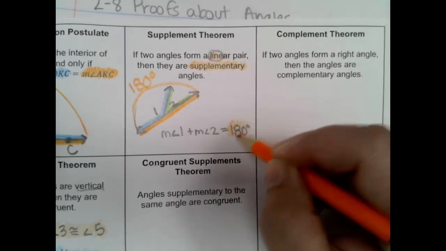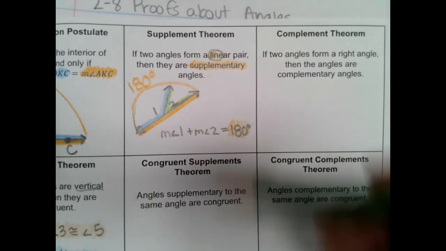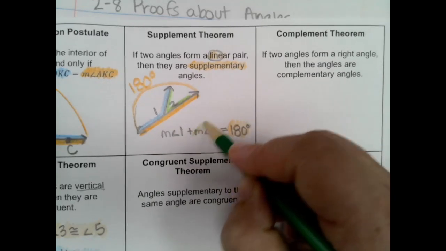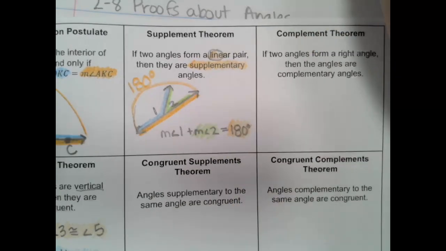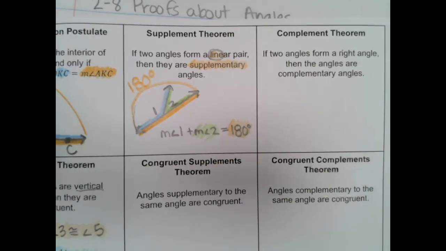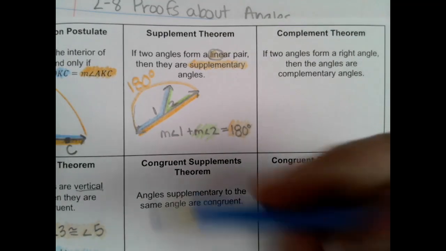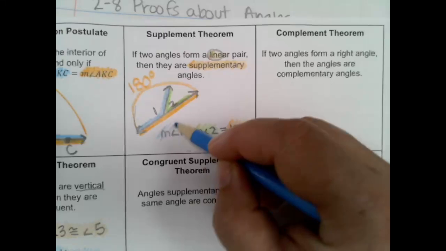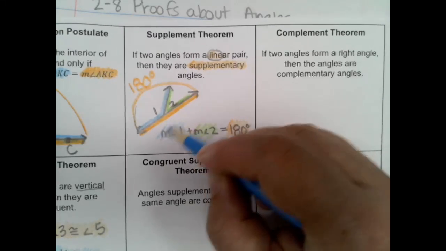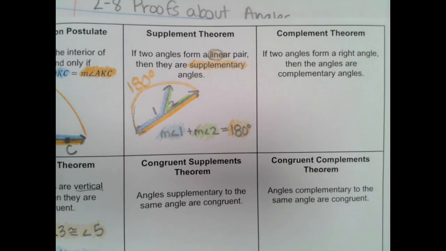So that's that theorem. It's just saying now we're using that definition, combining two definitions into a new theorem. Our one definition of linear pair, and then our one definition of supplementary. We're just combining them, saying, yep, if it's a linear pair, then it's supplementary.